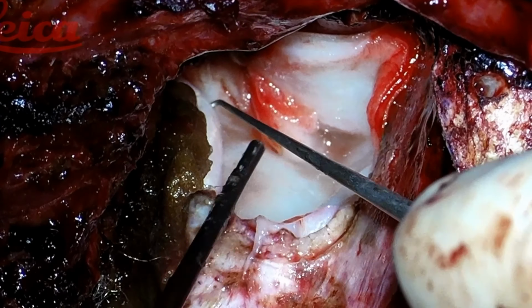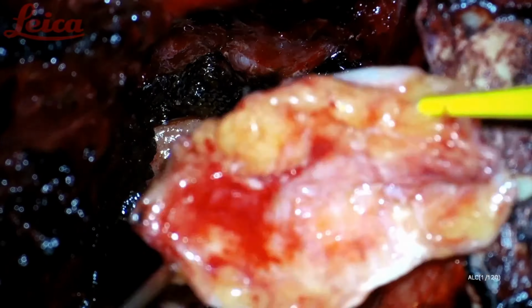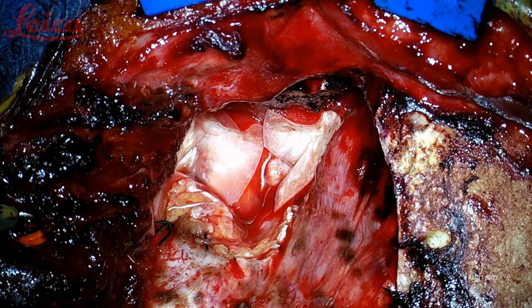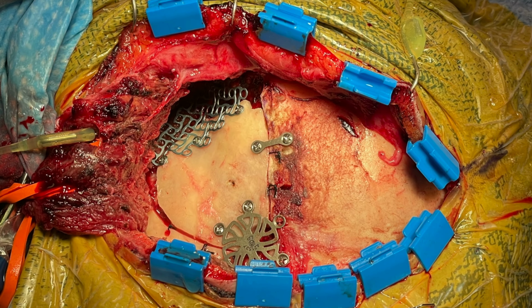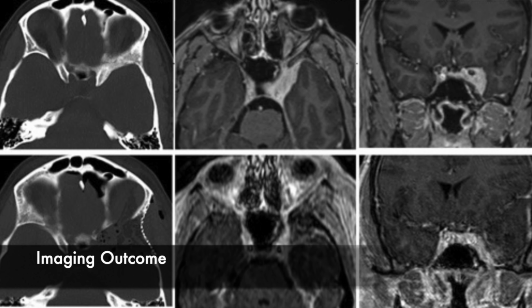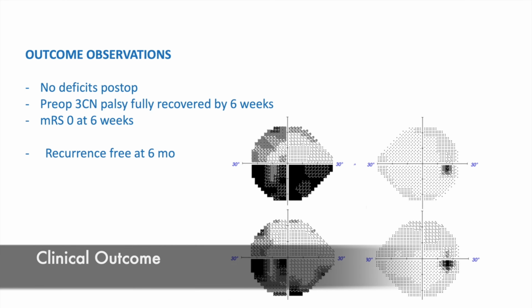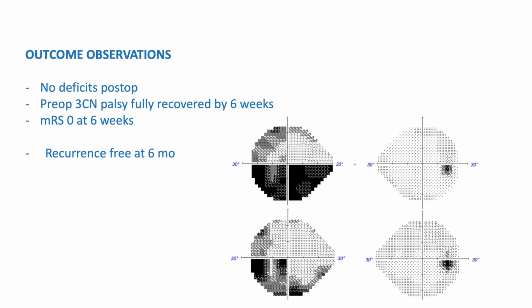Reconstruction of the dural defect is done using inlay collagen matrix followed by onlay fascia lata, and then the temporal bone is reattached using titanium screws and plates. Finally, the post-op scan shows gross total resection and decompression of the cavernous sinus, and at 6 weeks post-op, the patient fully recovered from her preoperative deficits and is still disease-free at 1 year follow-up.